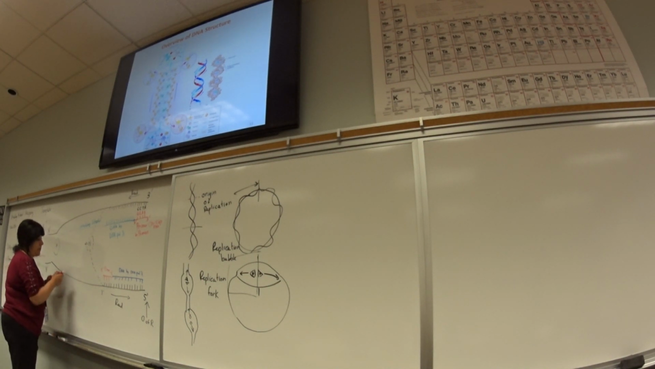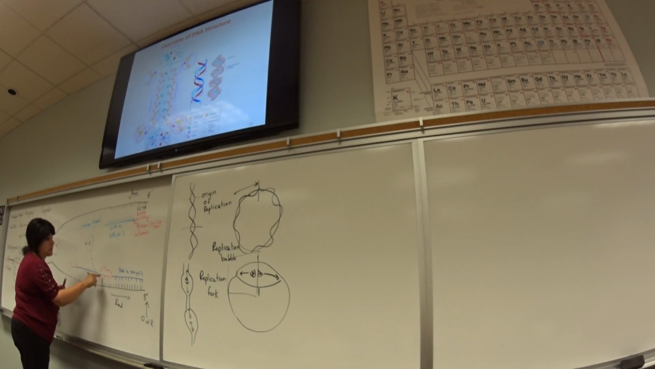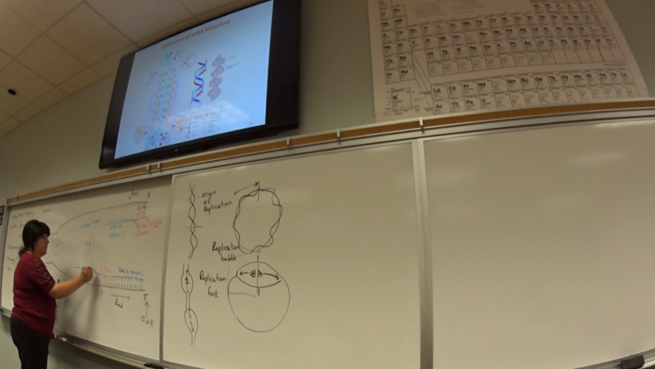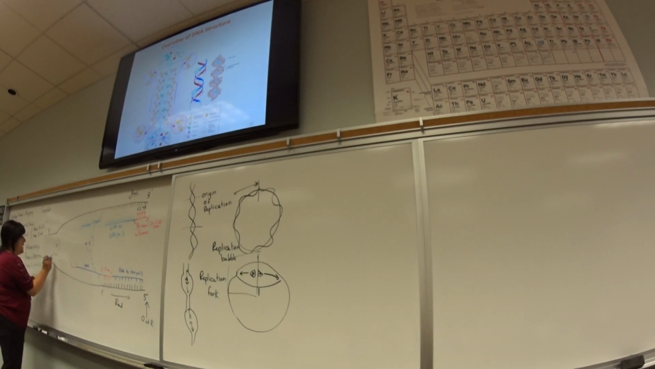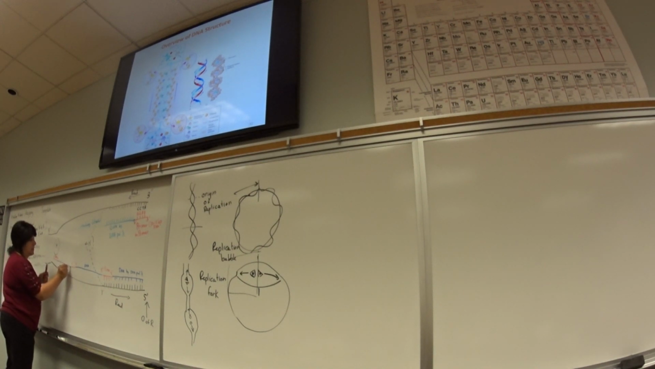Primase jumps up, makes a little primer. DNA polymerase goes, and once it gets to this one, falls off. All right? DNA. Same thing again here, 5' to 3', RNA primer, goes, hits this one, falls off. RNA, DNA.